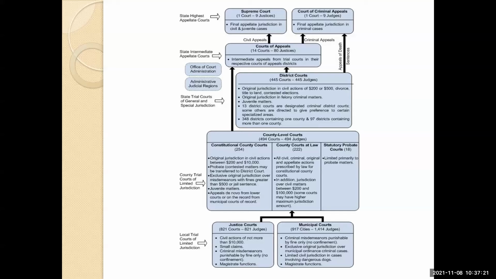So 445 courts, each of them have their own judge in Texas, elected to that court. These district courts have their own geographical location that overlaps possibly counties. So you may have a district level court that overlaps one or more counties.